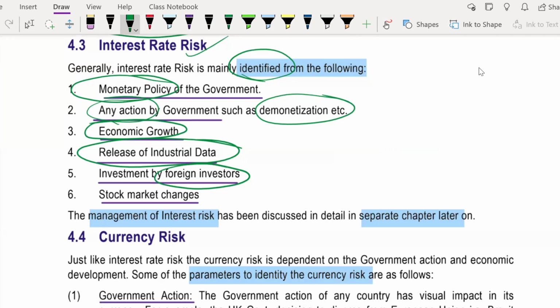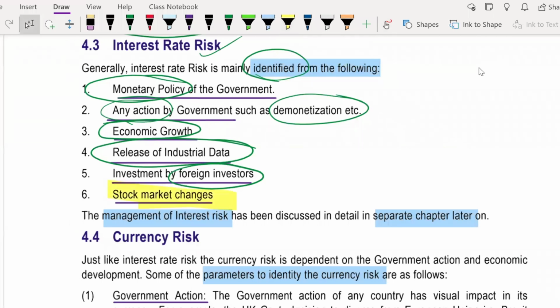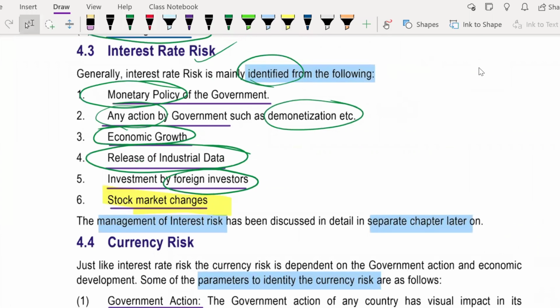Depending on that, your interest rate risk changes. If there are a lot of compliances that foreign investors have to make, they will not do it; they'll just go away from that country. So you have to check that as well. And then finally, stock market changes can also help you determine your interest rate risk. Okay, so these are the ways by which you can identify what your interest rate risk can be. You can assess all of these. How you're going to manage this interest rate risk is dealt with in a separate chapter, interest rate management, where we will learn how to manage your interest rate.